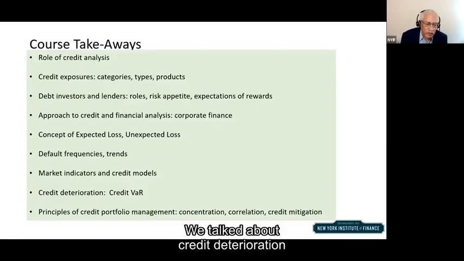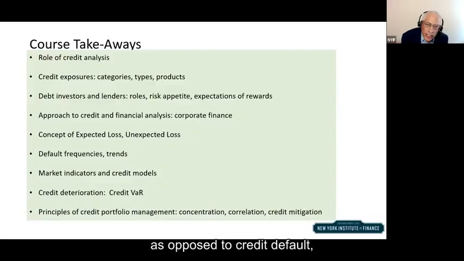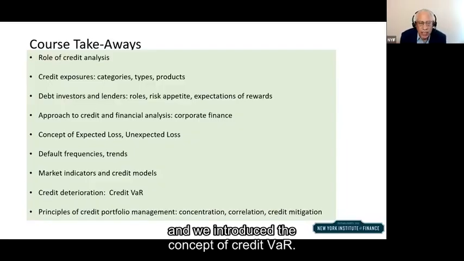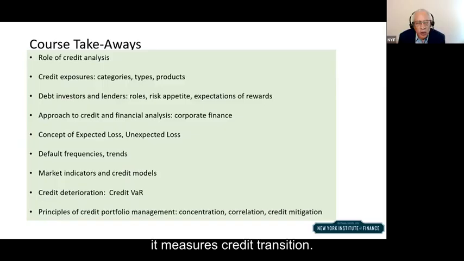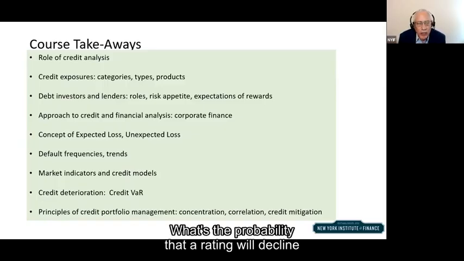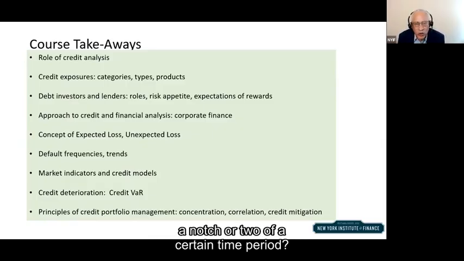We talked about credit deterioration as opposed to credit default, and we introduced the concept of credit VAR. It does not measure default probability, it measures credit transition. What's the probability that a rating will decline a notch or two over a certain time period? Or we look at credit VAR in terms of, with 90% probability, what's the worst we expect that transition or decline to be?